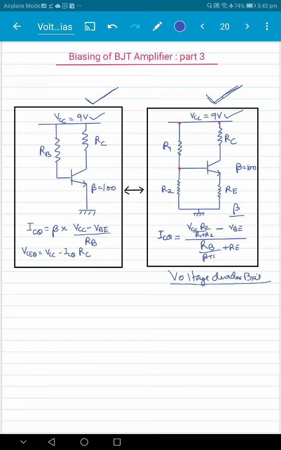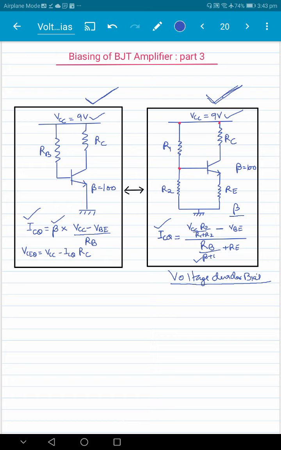So in order to compare it in a fair manner, both of them are being driven by the same supply voltage, 9 volts, let's say. Later on we'll change the voltage also, but we'll keep the voltage the same between the two circuits. Then we'll design it for a fixed, given value of ICQ. So ICQ is going to be the same in both cases. Beta is also the same in both cases here.